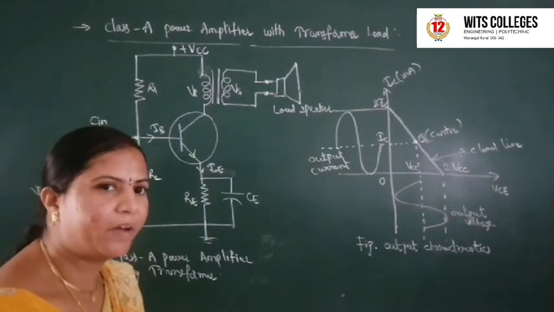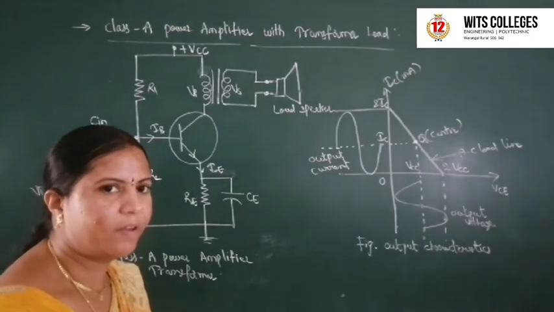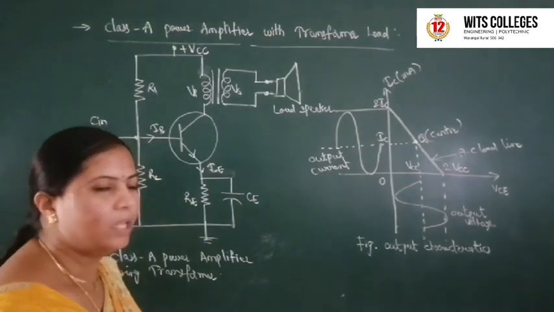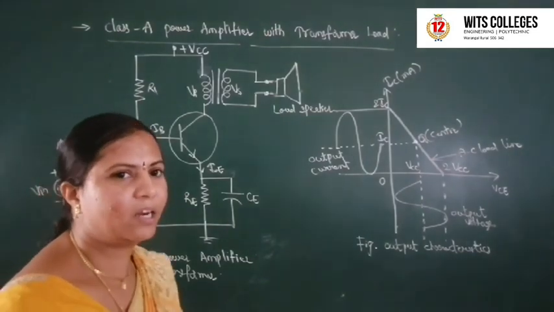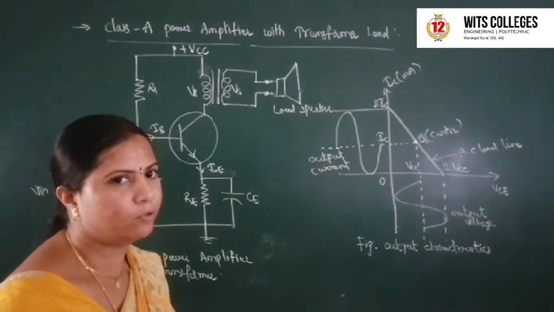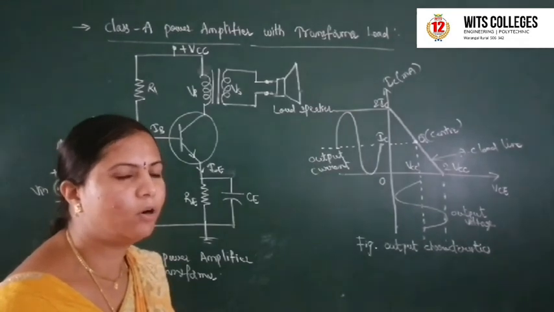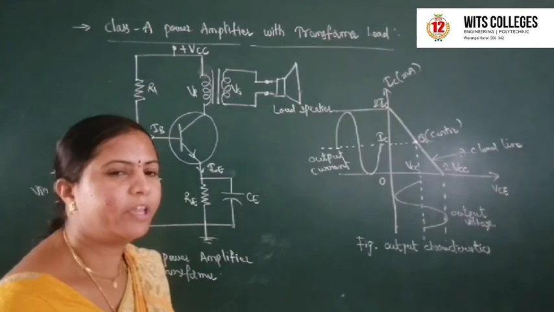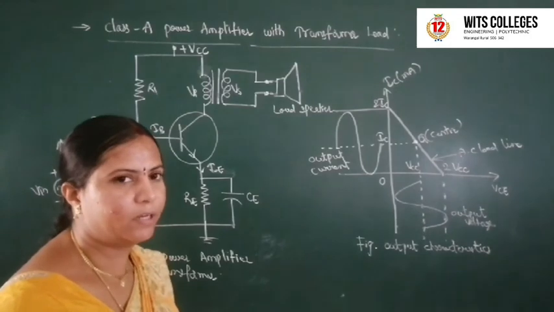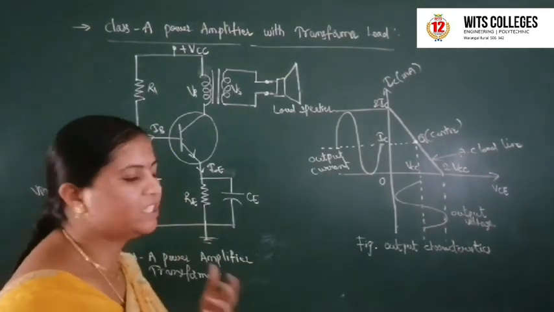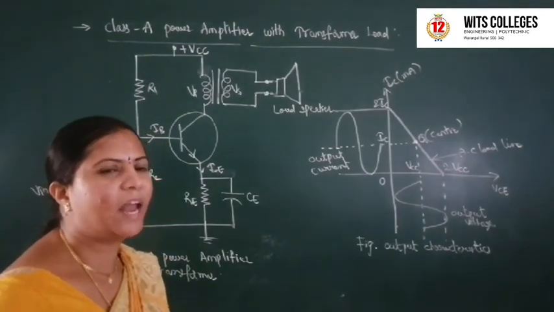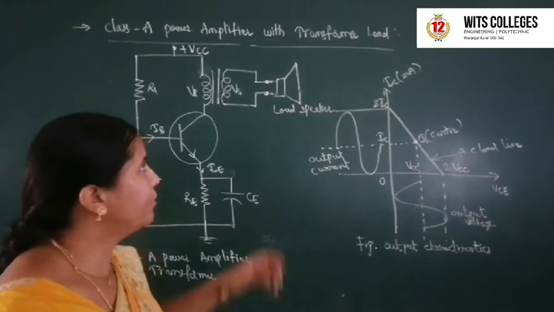In the class A power amplifier with resistive load, whatever we discussed in the last class, the quiescent current flows through the collector resistive load. The maximum power will be delivered to the load for the full cycle. So here what will happen? A large amount of DC voltage, or DC power, will be wasted. So that's why, in place of the class A power amplifier with resistive load, we are using the transformer.